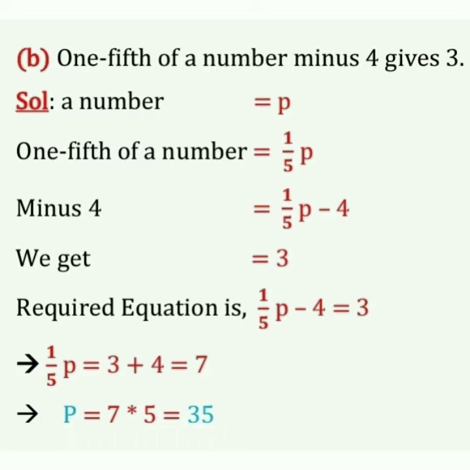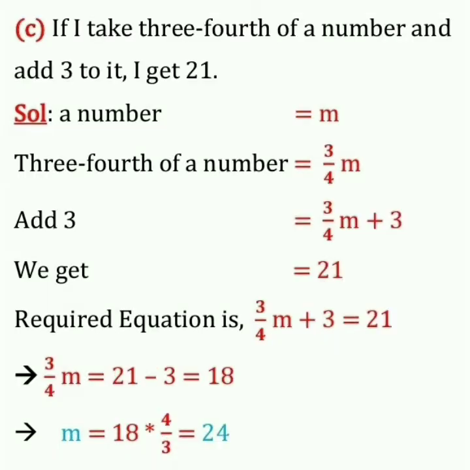1/5 of a number minus 4 gives 3. Here, let a number be P. 1/5 of a number is equal to 1 upon 5 into P. Minus 4 is equal to 1 upon 5P minus 4. What we get? 3. So the required equation is 1 upon 5P minus 4 is equal to 3. Now simplify this. So 1 upon 5P is equal to 3 plus 4 is equal to 7. Therefore, P is equal to 7 into 5 is equal to 35. It's clear? Sum number C.